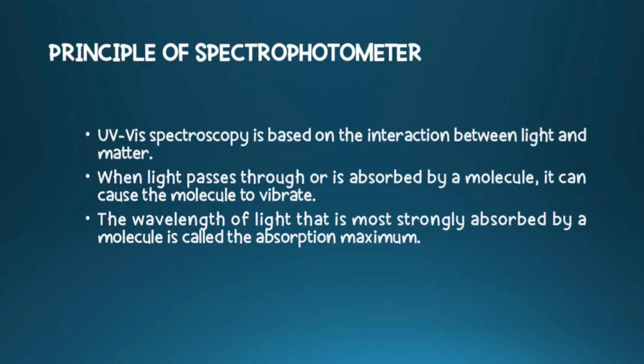The principle of spectrophotometer. The principle is that UV visible spectroscopy is based on the interaction between light and matter. When the light passes through or is absorbed by a molecule, it can cause the molecule to vibrate. The wavelength of light that is most strongly absorbed by a molecule is called the absorption maximum.